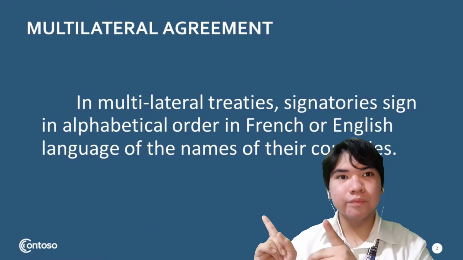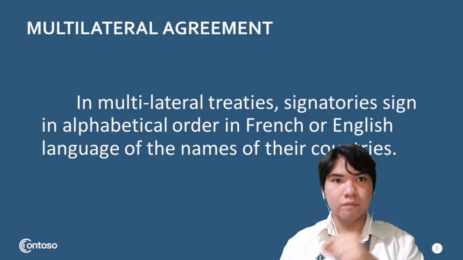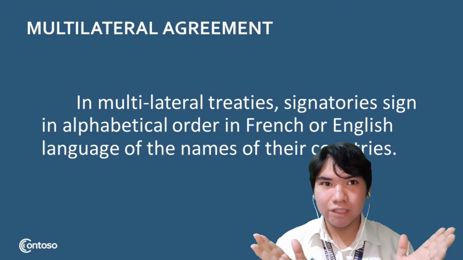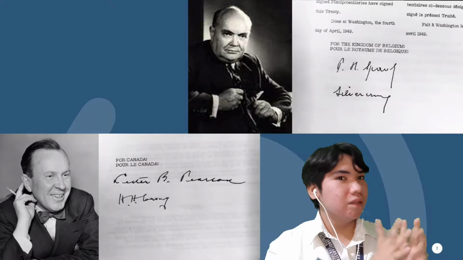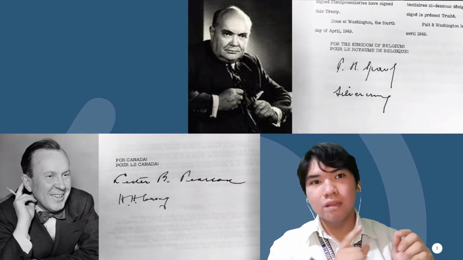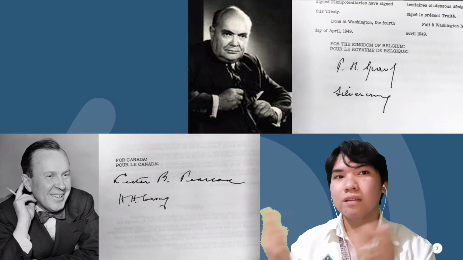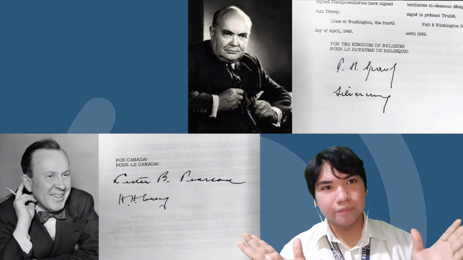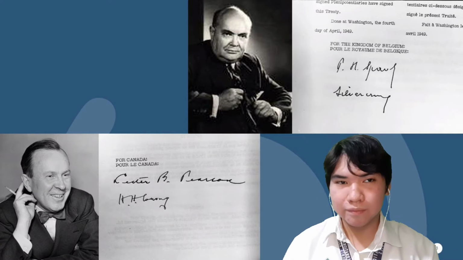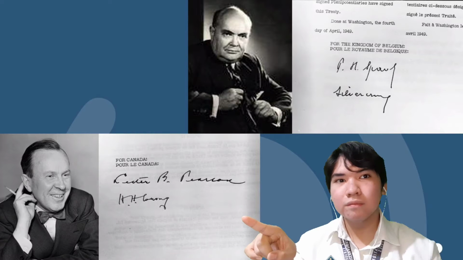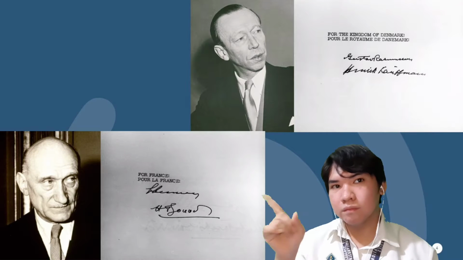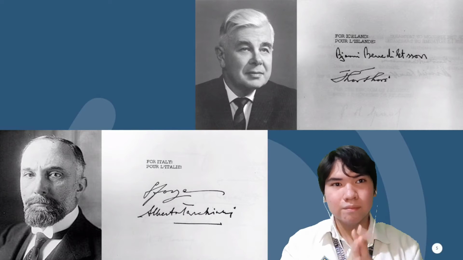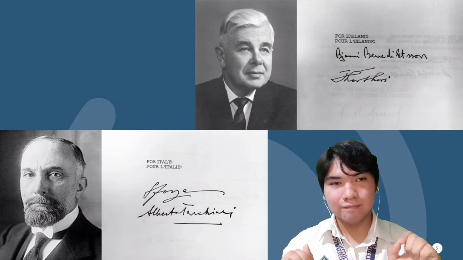In multilateral treaties, signatories sign in alphabetical order of the names of their countries, in French or in English. For example, with NATO, the North Atlantic Treaty Organization, here are the first several signatories, indicating their country with the French translation, as you can see: the Kingdom of Belgium, Canada, Denmark, France, Iceland, and Italy. You can see below their country's name and their signatures.